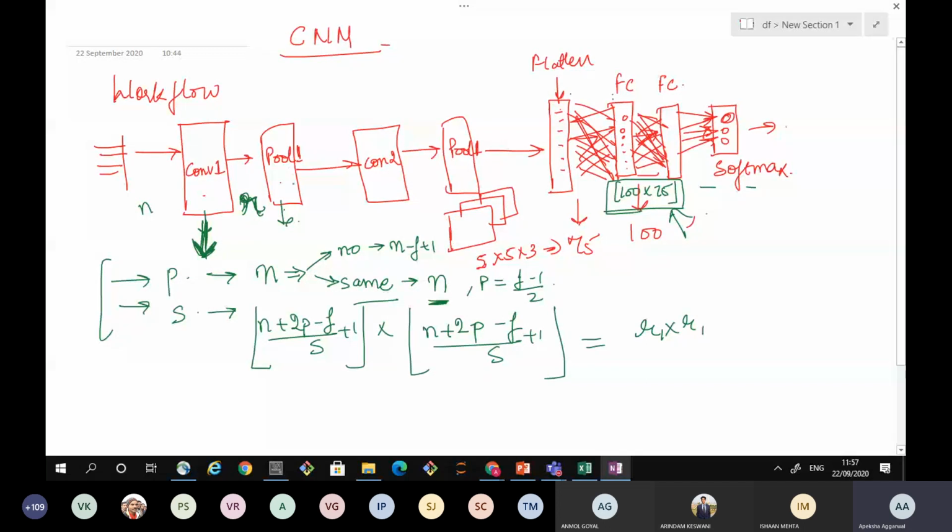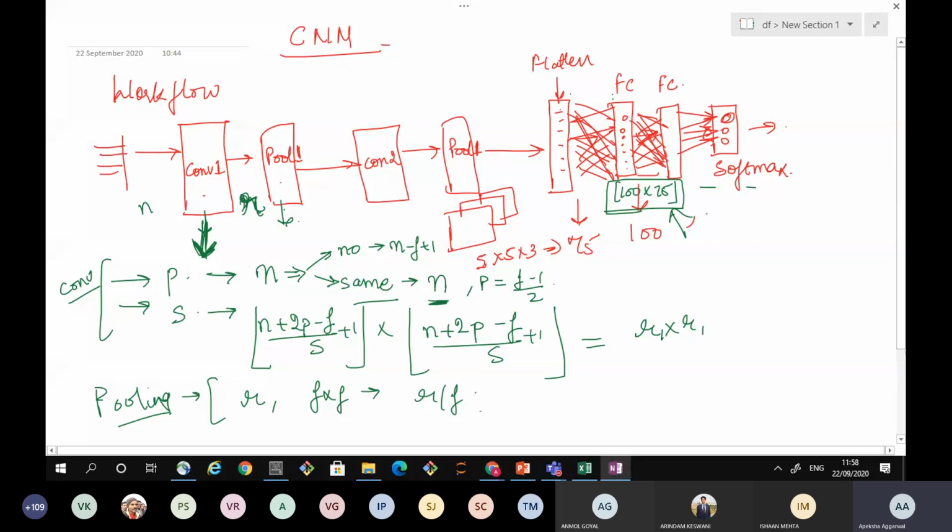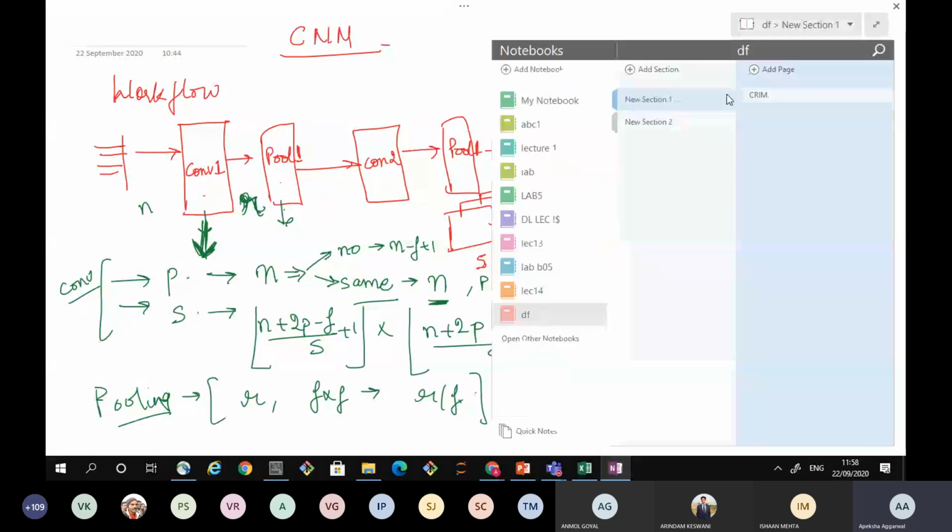Now I'm doing pooling. We were talking about the convolution layer; now let's talk about the pooling layer. For the pooling layer, the input size was R, and if I'm applying a filter of f cross f, I will get a pooling output of R by f. How this is coming, I'll explain. So n is converted to n plus 2p minus f by s plus 1, then it is converted to R by f, and so on. So this way it is proceeding. Now we will see how this is working.